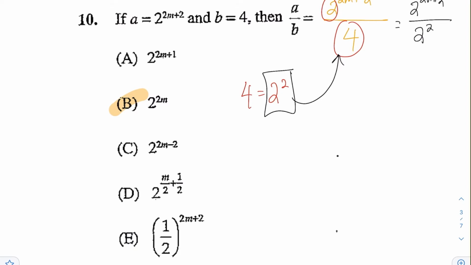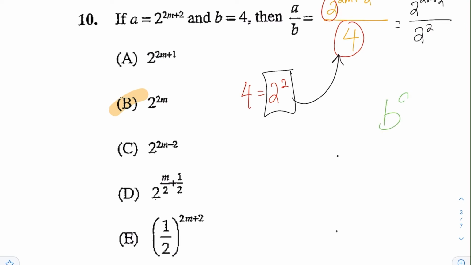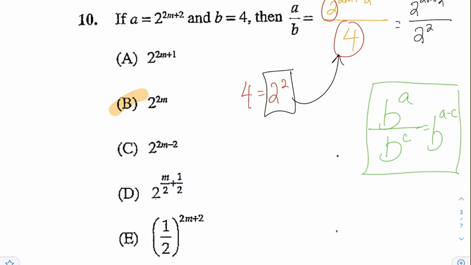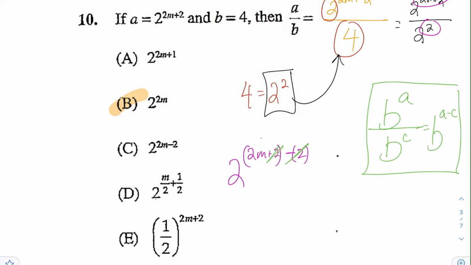And now that the bases are the same, we can actually use one of the laws of exponents. b to the a divided by b to the c is b to the a minus c. So this is the law of exponents, where if you divide two exponents of the same base, you have to subtract the exponents. So you have to subtract these exponents here. This would be 2 raised to the 2m plus 2 minus the denominator, which is 2. And when you subtract 2, of course, that cancels out with the positive 2. So you're just left with 2 raised to the 2m, which is choice B.